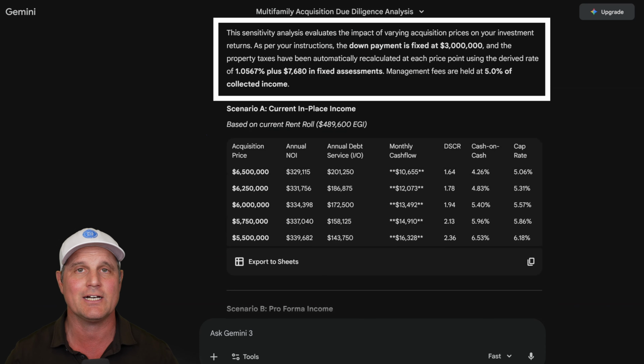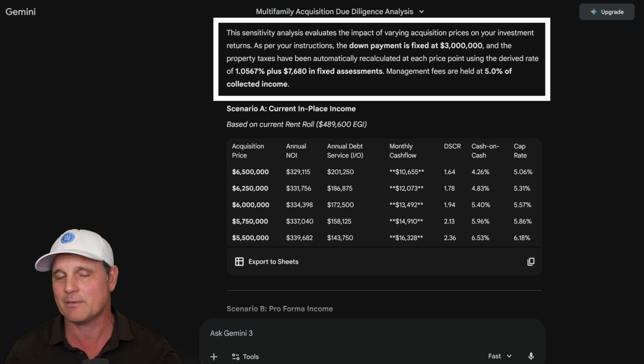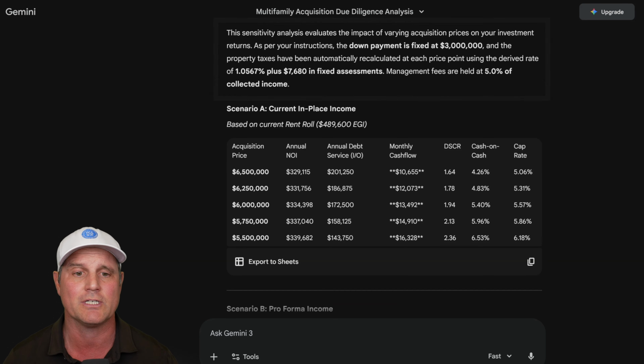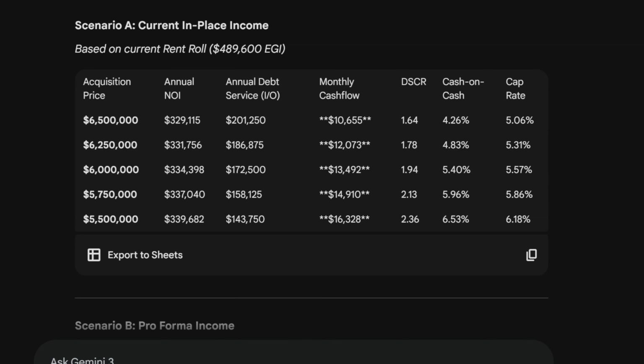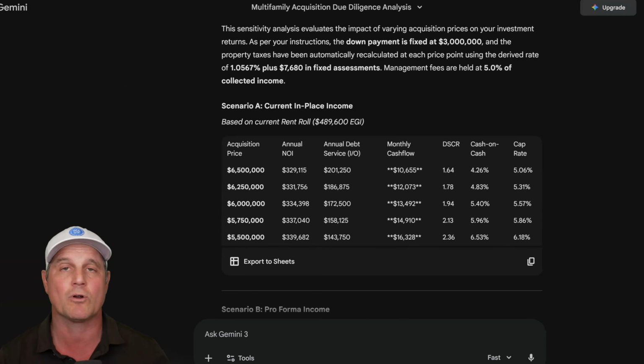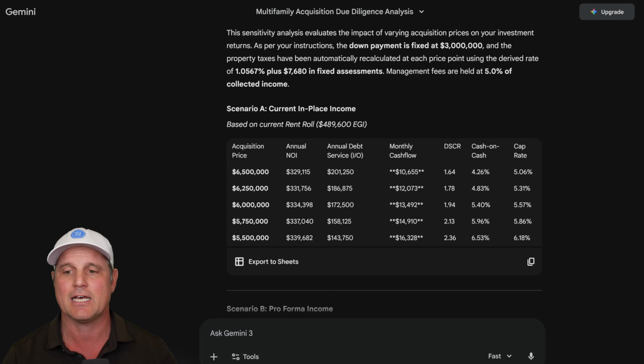So it's recalculated the property taxes accurately. I made sure in this prompt to make sure that happened. Management fees are held at 5%. Got to make sure that's calculated correctly based on the different income, pro forma or actual. So you can see what happens when we take that acquisition price and we drop it. Obviously, the monthly cash flow is going to go up because our debt service payments are going down, and we're also seeing a better cap rate as we go.